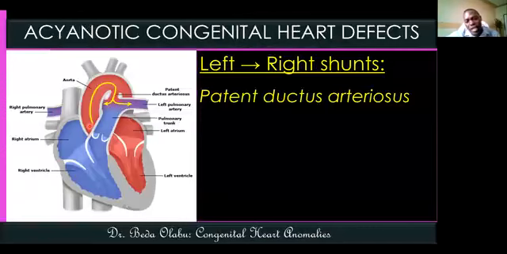Apart from VSD and ASD, we also have PDA, patent ductus arteriosus. It means that the ductus arteriosus did not close. If the ductus arteriosus remains patent, blood will move from the aorta to the pulmonary trunk because the aorta has higher pressures than the pulmonary trunk postnatally. It therefore means that you have a left to right shunt.